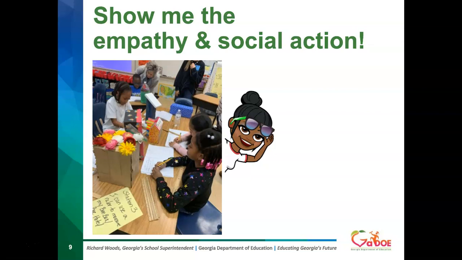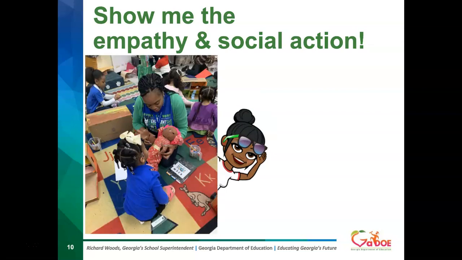These students are focused on their bee boxes and bee hotels that they've built, integrating those science standards as well as those measurement standards in math. They care, and that's what we want them to do. Care, show empathy, and have a social action piece that they're doing to help the community.